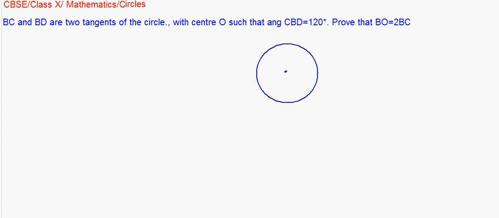Drop two tangents BC and BD. So this is BC and BD. This being B, this I name C, this as D, this was given to be O, such that angle CBD, that means this angle, is given to be 120 degrees. We have to prove BO, so we need to join BO, is equal to twice of BC.